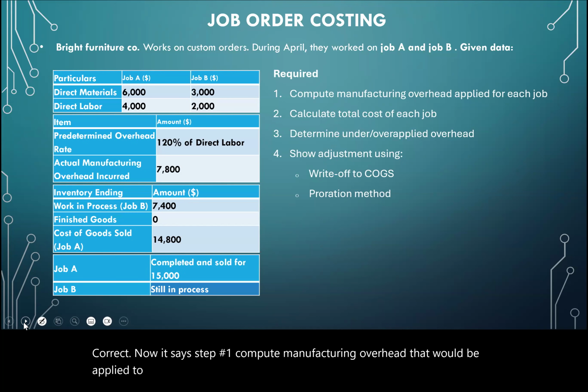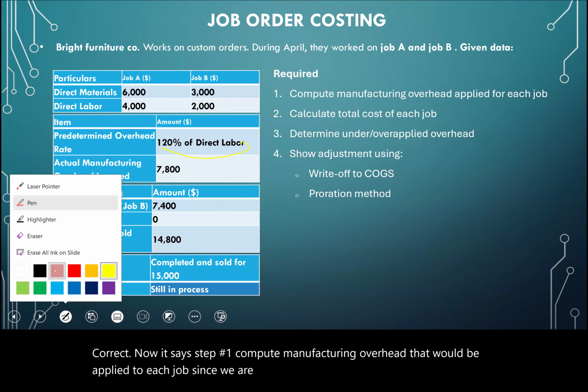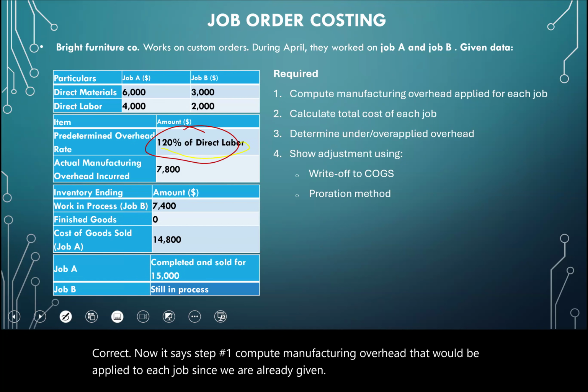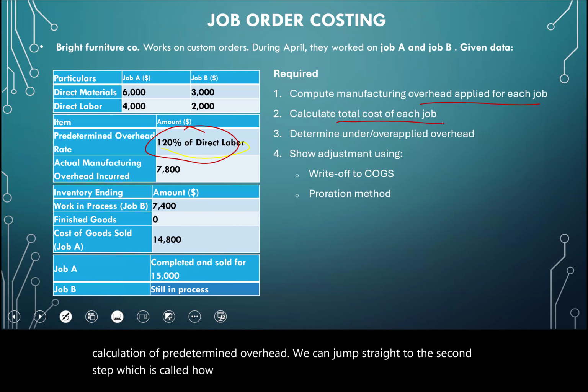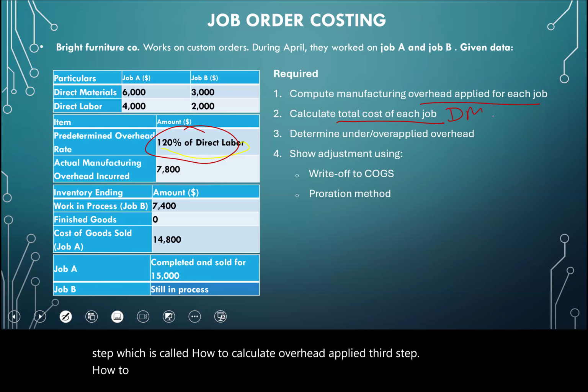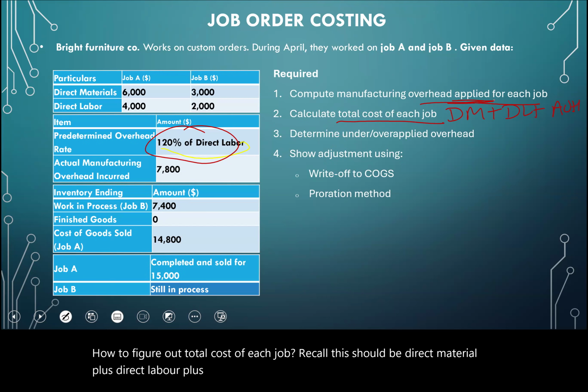All right. Now it says step number one, compute manufacturing overhead that would be applied to each job. Since we are already given the predetermined overhead rate, we don't have to do that first step, which is calculation of predetermined overhead. We can jump straight to the second step, which is how to calculate overhead applied. Third step, how to figure out the total cost of each job. Recall, this should be direct material plus direct labor plus applied overhead. Okay, applied overhead we will be calculating in part 2.